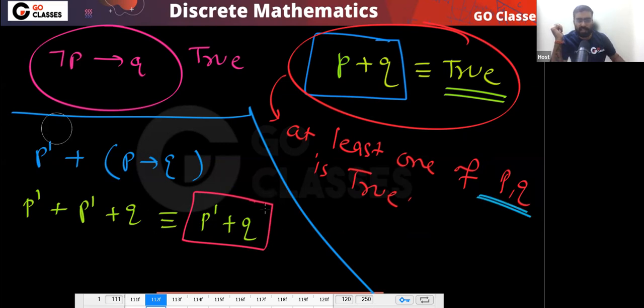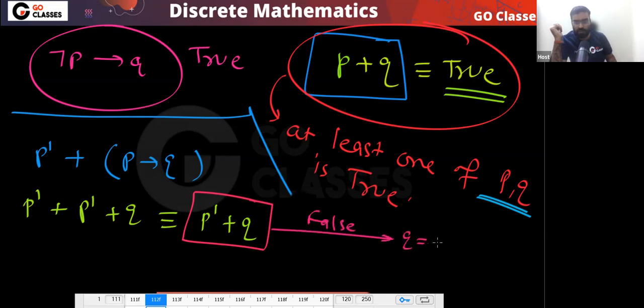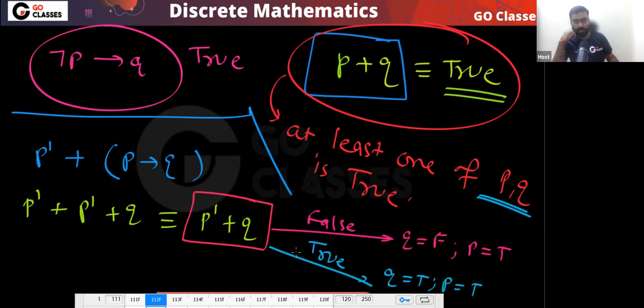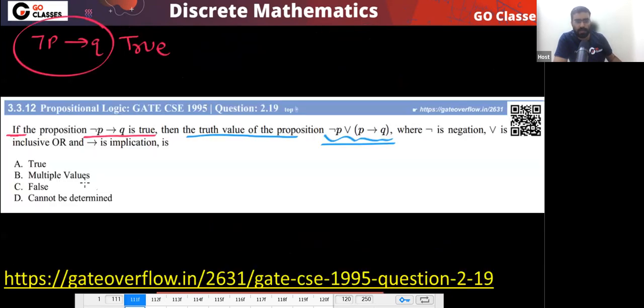Now you can easily see that this can be true also. This can be false also. For example, this will be false. When will this be false? This will be false when Q is false and P is true. Okay. Then you can note this will be false. And this will be true. When will this be true? This will be true when Q is true, P is true. So you can easily say that this can be false also. This can be true also.